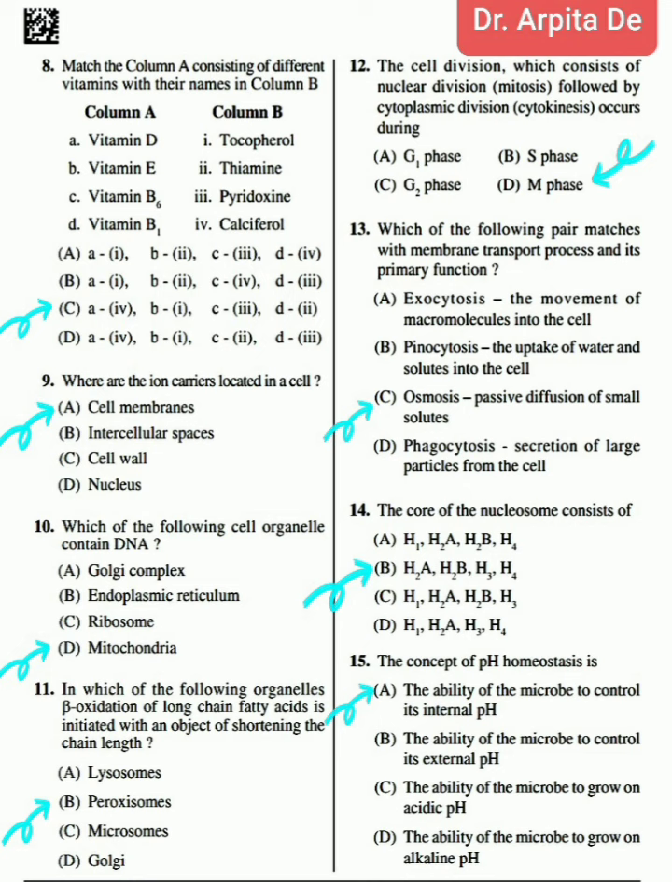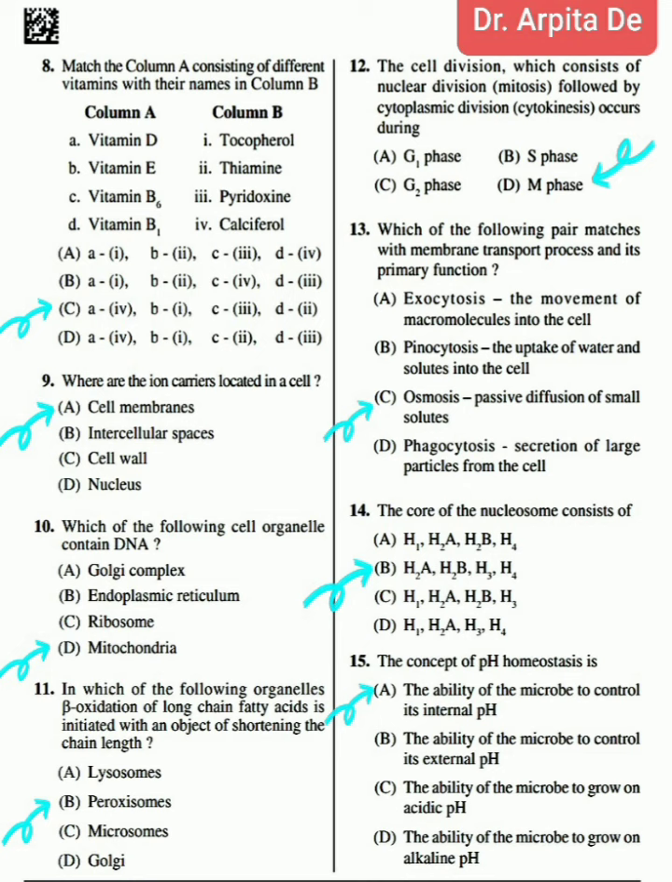Question number 12. The cell division, which consists of nuclear division, that is mitosis, followed by cytoplasmic division, that is cytokinesis, occurs during G1, S, G2, M, which of the phases? M stands for mitosis. So it's very much evident that the correct answer is M. G1 and G2 do not include the dividing phase, and S is the phase where replication of DNA occurs. Nuclear division doesn't occur in that phase.